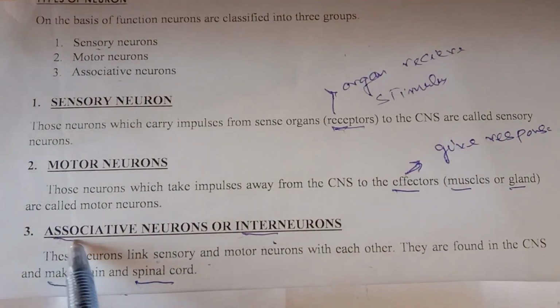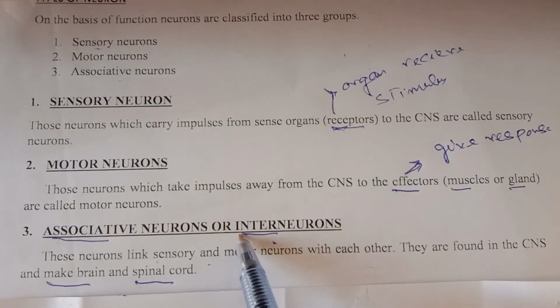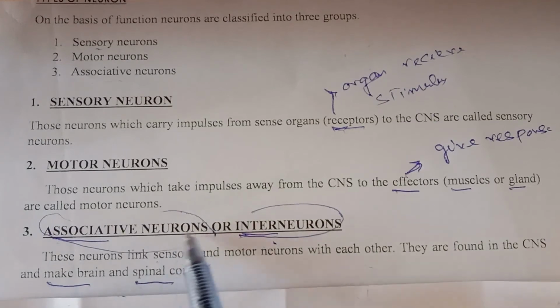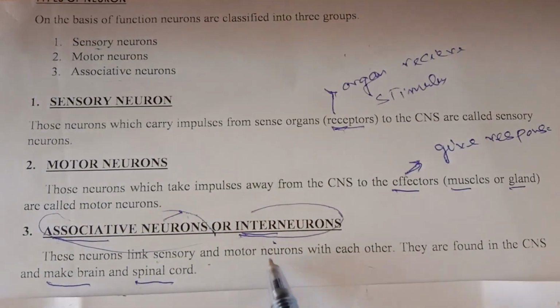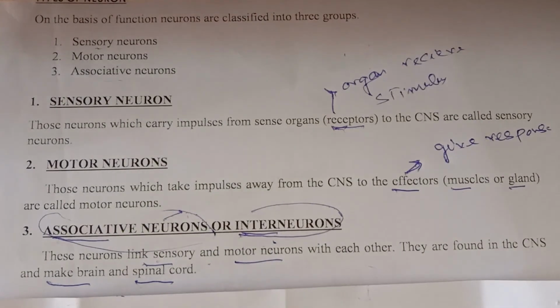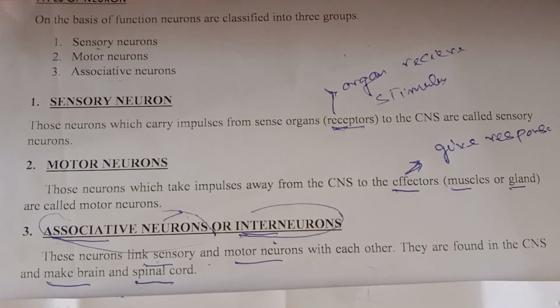Therefore, associative means connections. It is called interneuron or associative neuron because this type of neuron connects the motor neuron and the sensory neuron. So, students, this is all about the types and structure of neuron.